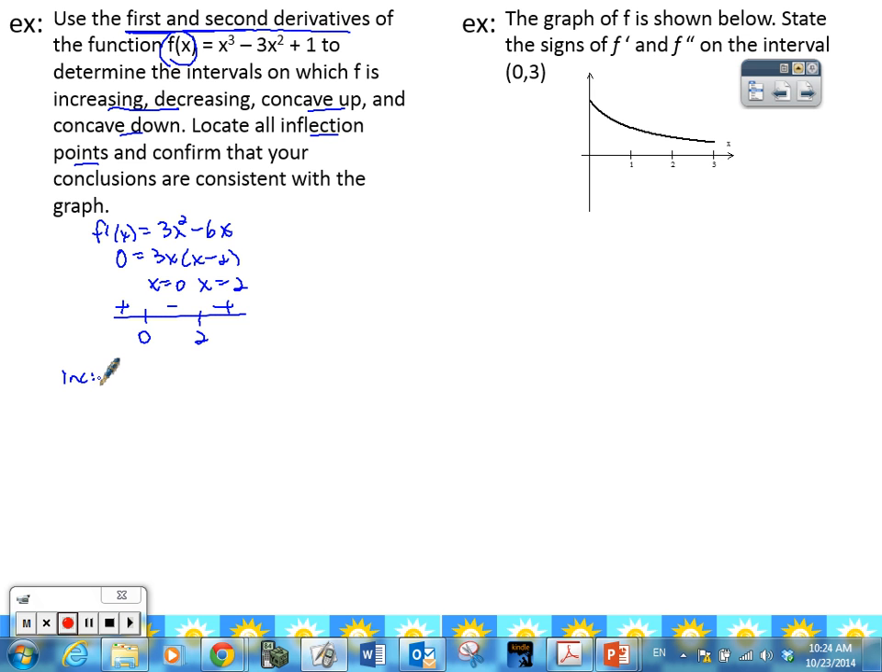So for intervals of increase, we're going from negative infinity to 0 and 2 to infinity, because we remember that from yesterday, right? Because f prime of x is greater than 0. Our intervals of decrease are from 0 to 2, because f prime of x is less than 0. Okay, great. Just a review from yesterday.